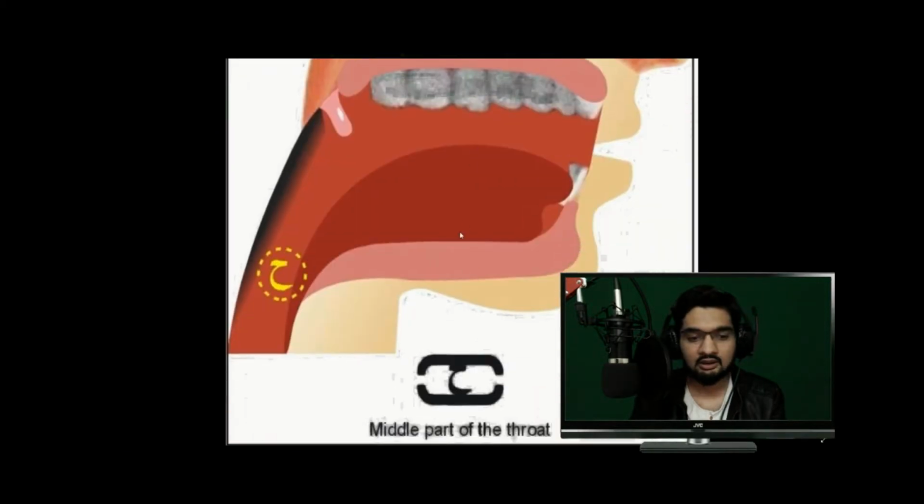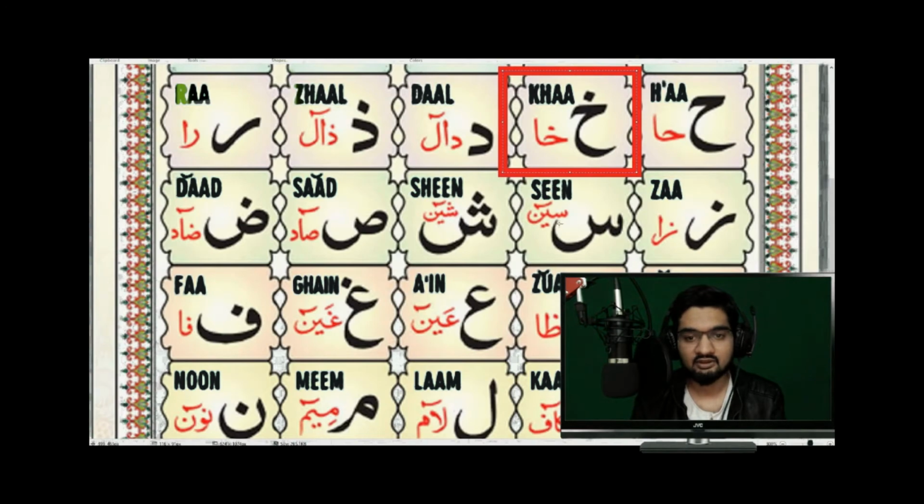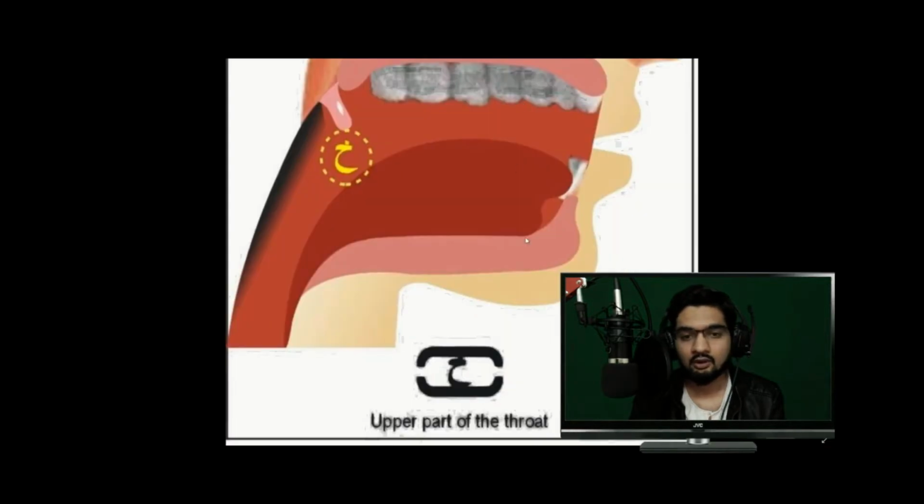Ha is pronounced from the middle part of our throat. This is where Ha is pronounced from. Next letter is Ha. Ha is pronounced from the upper part of our throat.